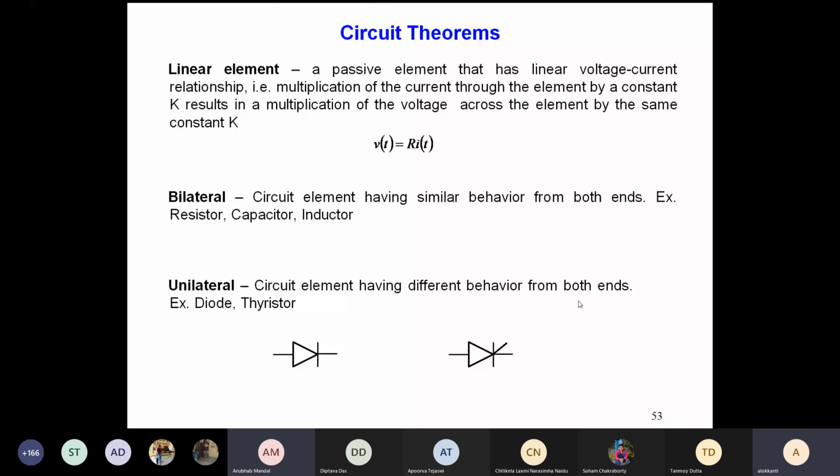So these are the things that we have defined: linear, bilateral. We will be concerned with the linear and bilateral only. Okay, so let us start the first.